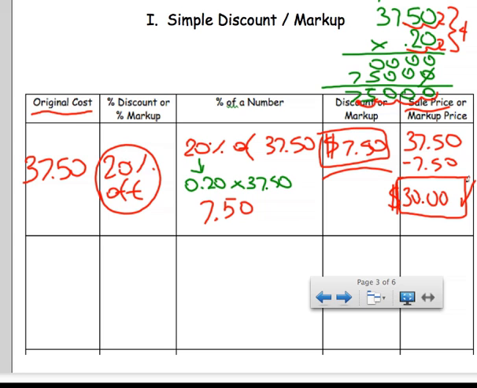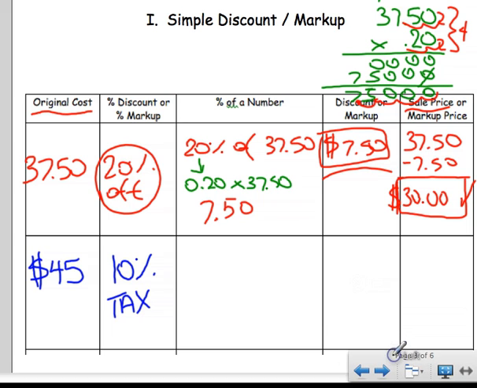Now I'd like you to try an example, which I'll write in blue here. What if I gave you an item that originally cost $45, let's say like a jacket, and instead of there being 20% off, instead of there being a sale, it was a 10% tax. I want you to stop the video here, and you tell me, first, how much money will she pay in tax, and second, how much would that person pay in total? Stop the video here, press play when you're ready to check your answer.